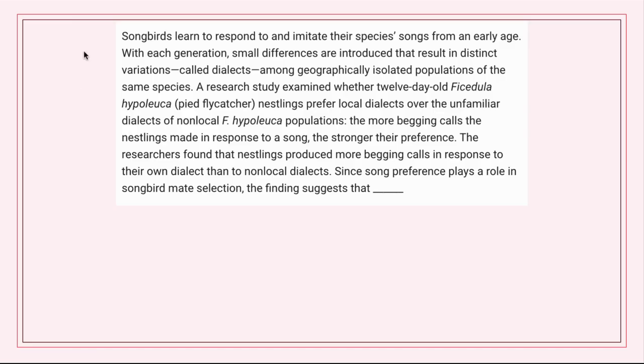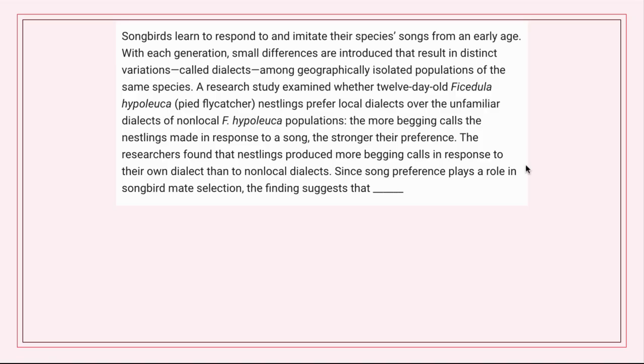Okay, so basically, these songbirds have different dialects, and the researchers want to know if a bird in one neighborhood likes local songs, or maybe likes songs from other places better. And because they make more begging calls in response to their own dialect, that means they like their own dialect more, because here it says the more begging calls, the stronger their preference. So they prefer their own dialect.